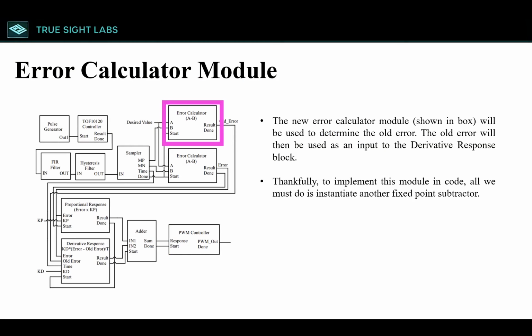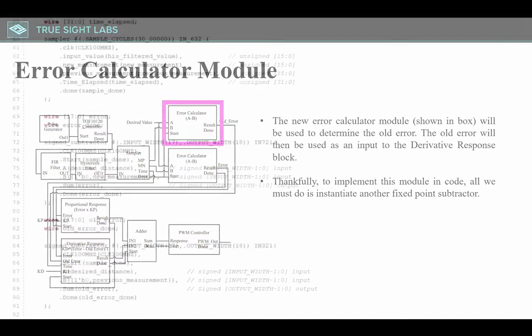The new error calculator module, shown in the pink box, will be used to determine the old error. The old error will then be used as an input to the derivative response block. Thankfully, to implement this module in code, all we must do is instantiate another fixed point subtractor. So now let's take a look at how this is done in code.